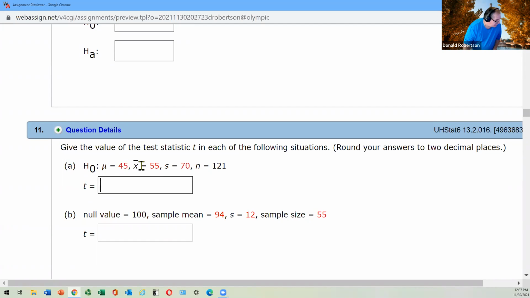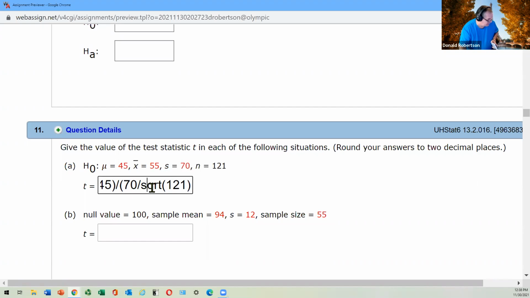Now, if you want to do the t-score, isn't it going to be X bar, so I'll put a little bracket around it, 55, take away mu naught, which in this case is 45, and then won't you divide it by the standard error? How will I get the standard error? Won't I take 70 and divide it by the square root of 121? So this here would be S divided by the square root of n, in this case 121.